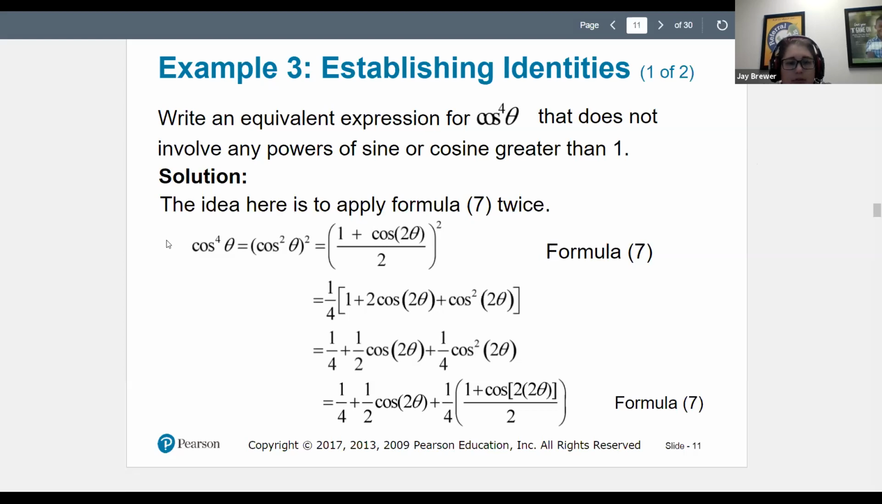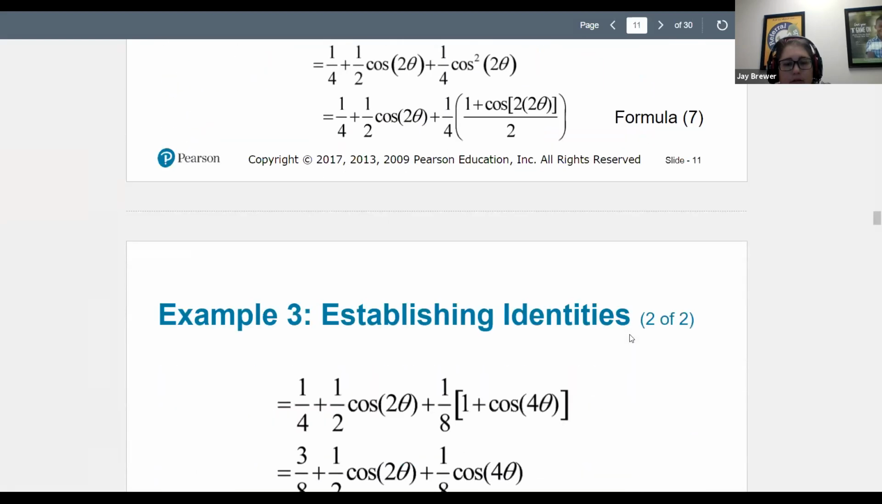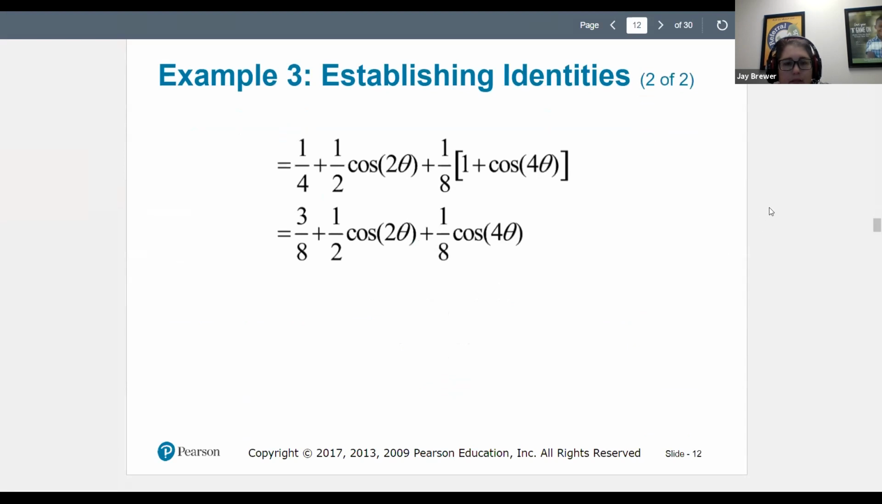So you can see that they went ahead and expanded from the 4th power to cosine squared theta, the whole thing squared. And then they replaced cosine squared theta with the double angle and squared it. And then as you work everything out, you end up with the following. If you take your time and write it all out, you see it all. It works out.